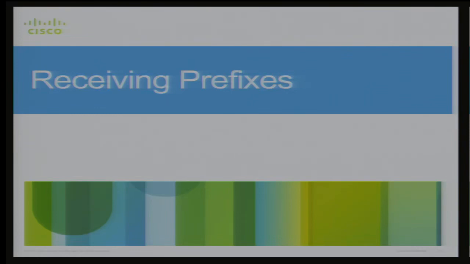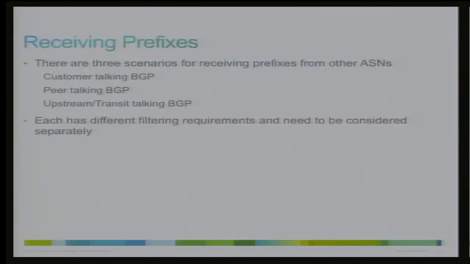In this section, what we'll discuss is what kind of due diligence we need to do while receiving prefixes from peers or customers. There are 3 scenarios for receiving prefixes from other ASNs: customer talking BGP, peer talking BGP, which obviously is always the case, and upstream or transit talking BGP, which is also almost always the case. Each one of them has different filtering requirements.